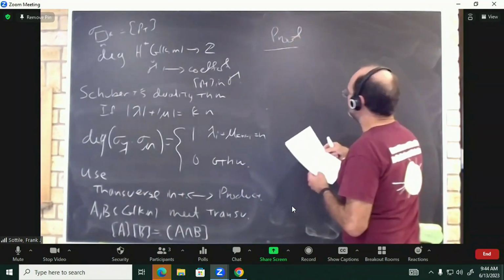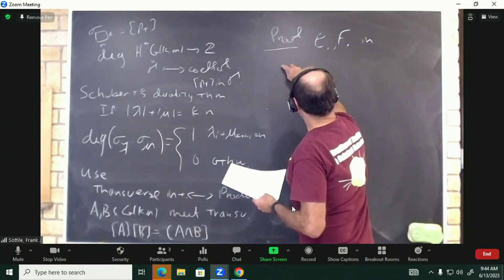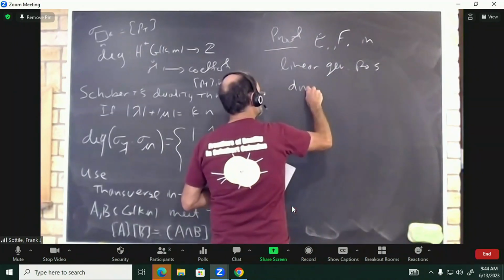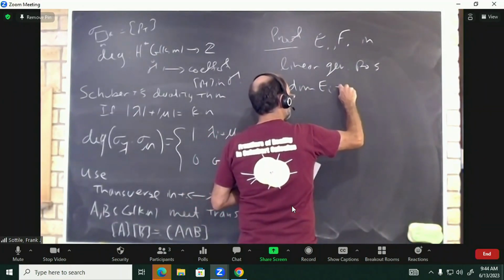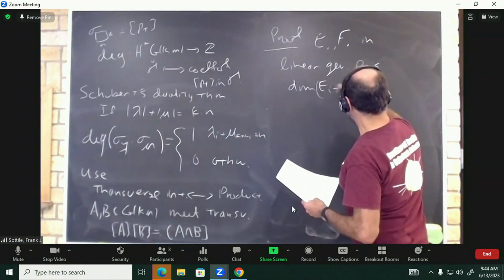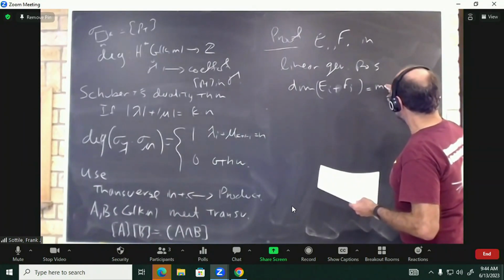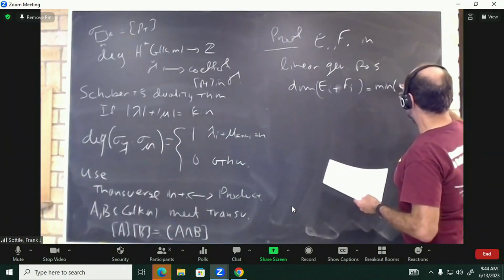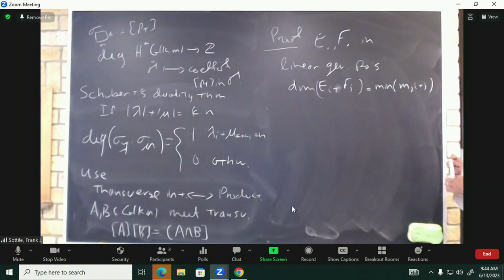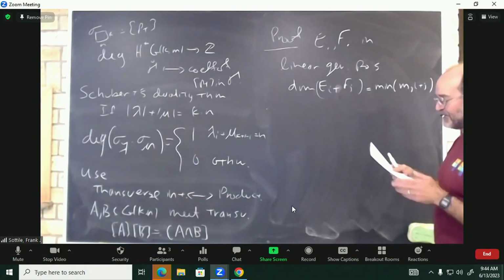So the way to prove that is that you start out with two flags in linear general position. That means that the dimension of EI plus FJ is the minimum of m or I plus J. I think that's correct. I wrote down something else, but that should be correct on the fly. It says that they are as far apart as possible.